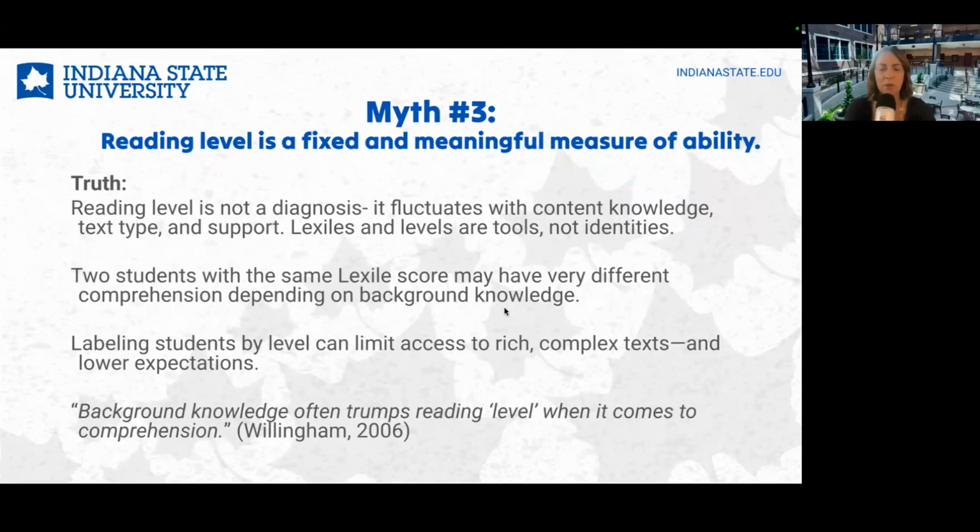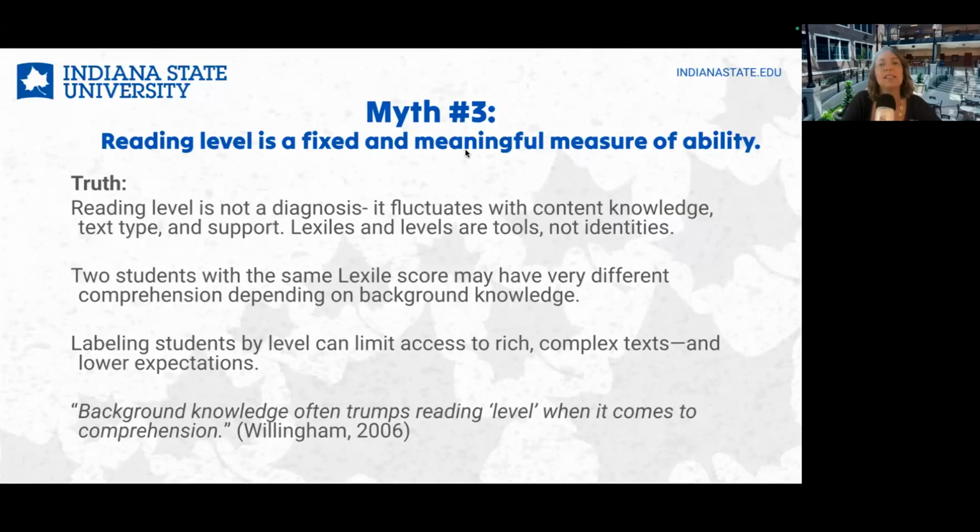That takes us to myth number 3. Reading level is a fixed and meaningful measure of ability. And research has shown that that is not accurate. Reading should not be fixed. We want our students continually growing and becoming better readers. And it's not a meaningful measure because it doesn't take into account the background knowledge that I have or the vocabulary knowledge that I have within a specific text.